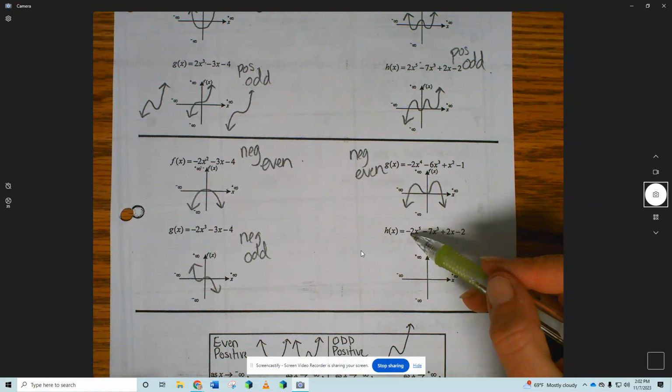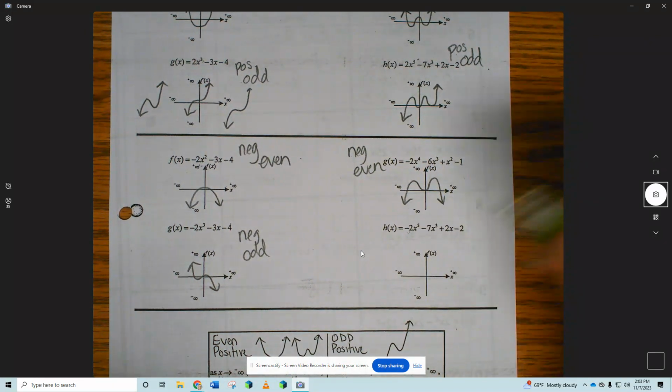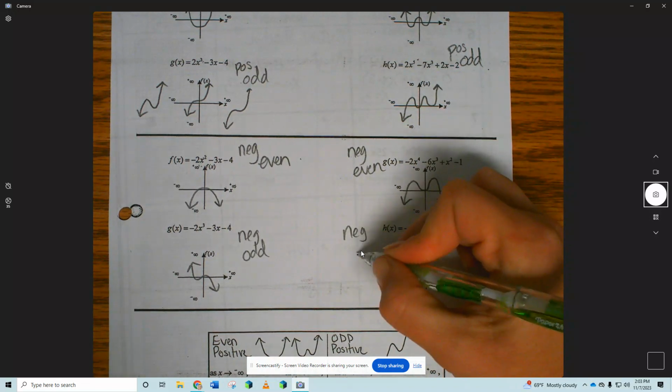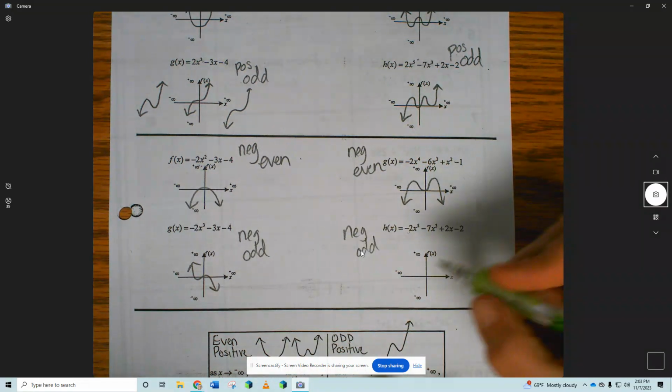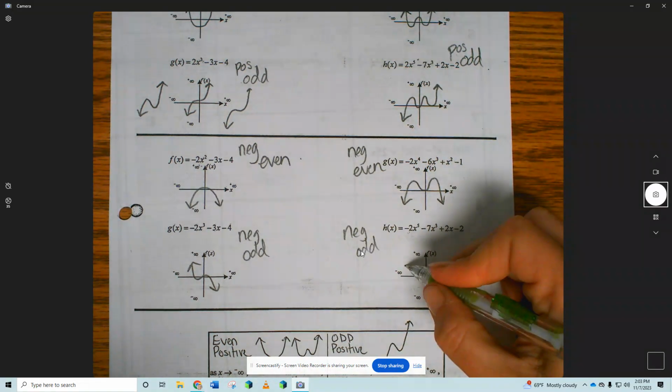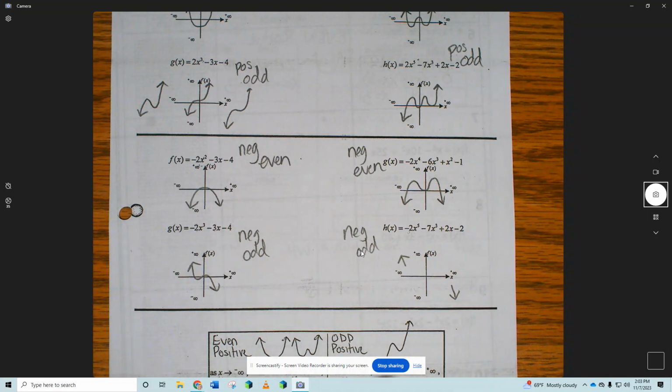Last one, what is it? Negative odd. It's to the 5th power. There's going to be lots going on in there. But I need it to end up like this. So I did my arrows first, and in the middle is going to be lots of movement. Turning points.